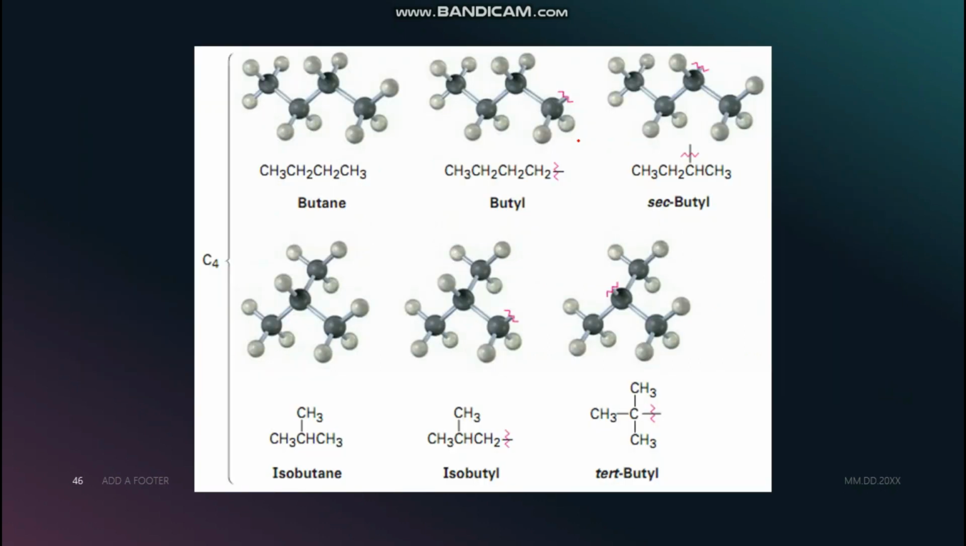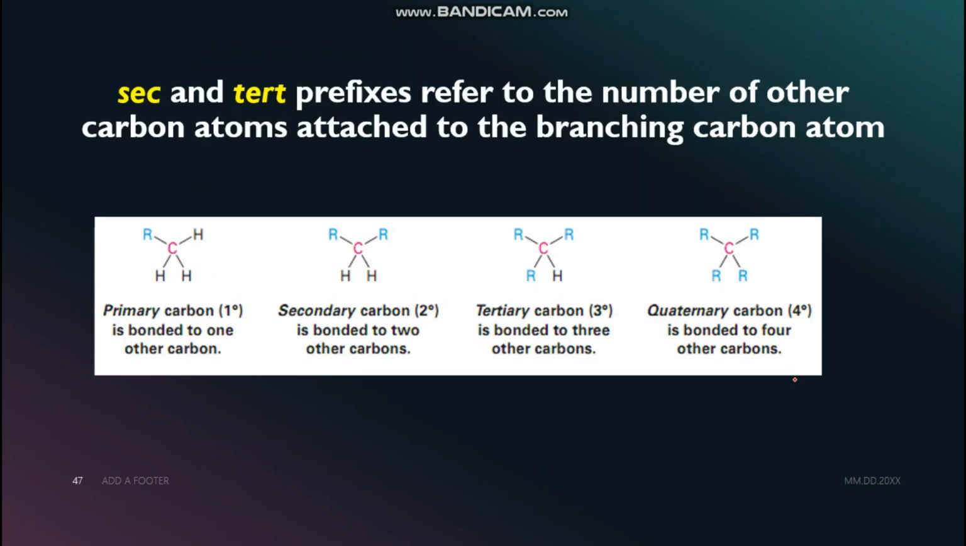So, we have also here the butane, the isomers of the butyl group. This one is the straight chain butyl. So we have the sec butyl. Napunta siya sa gitna ng dalawang carbon. Ayan. We have the isobutyl. Ayan. And we have the tert butyl. So, ano ba itong sec and tsaka tert, no?